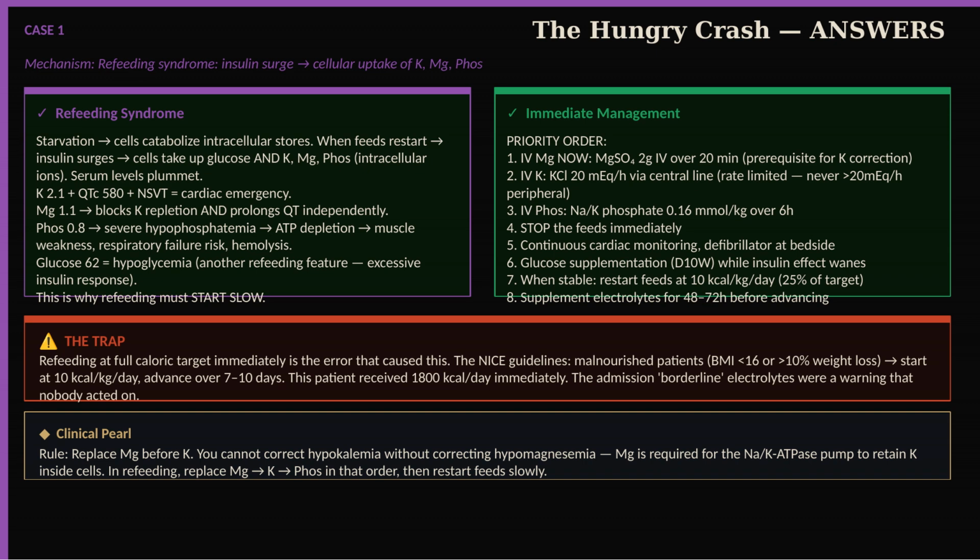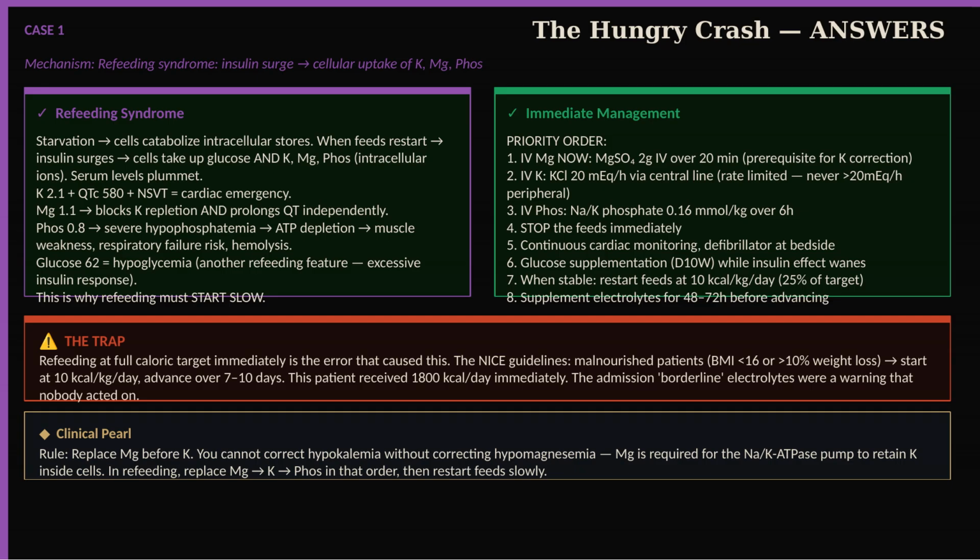In starvation, the body burns through intracellular stores while serum levels stay deceptively normal. The moment you feed, especially with carbohydrate, insulin surges, and insulin drives glucose into cells and drags potassium, magnesium, and phosphate in with it. All three plummet at once.